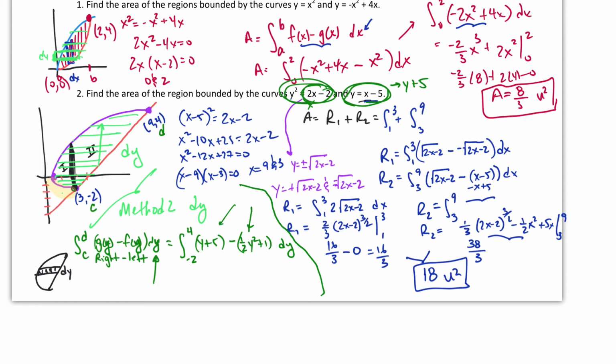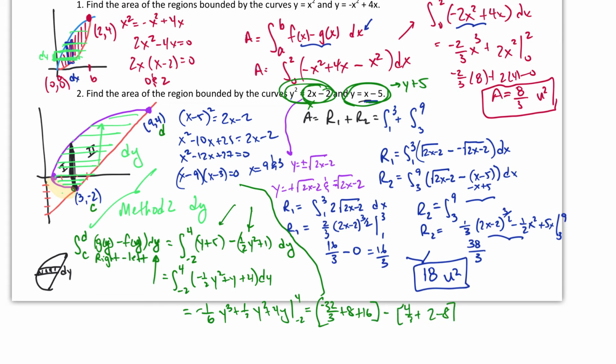All right, so now let's go ahead and clean this up, and I'll have the integral from -2 to 4 of 1/2, -1/2 y squared plus y plus 4 dy. And when you integrate this, you're going to get -1/6 y cubed plus 1/2 y squared plus 4y on the bounds from -2 to 4, those two y value bounds, and this will end up being -32/3. I'm going to save you the headache and tell you what these are. Plus 8 plus 16 minus 4/3 plus 2 minus 8, and guess what? You get 18 square units. Same answer as above.